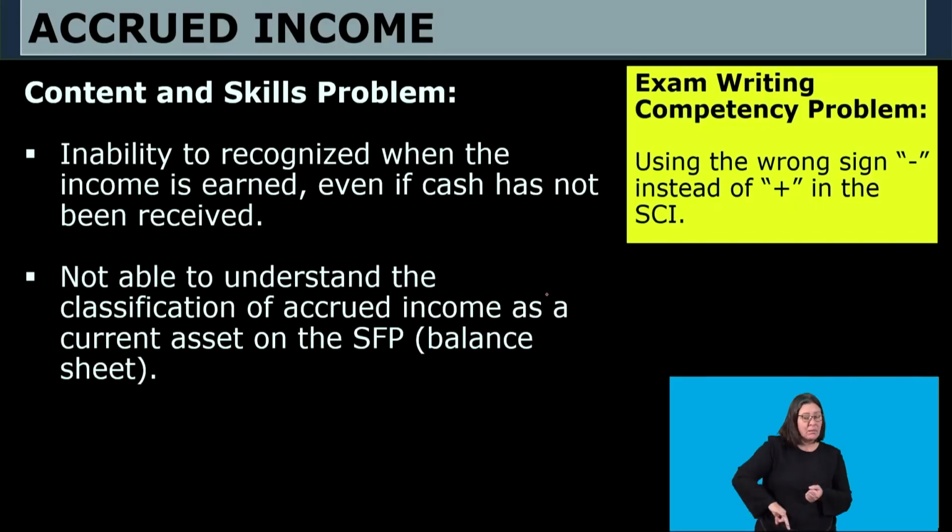We are now going to do accrued income. With accrued income, you should be able to recognize when income is earned, even though cash has not yet been received. And some of the problems is not being able to understand how to record accrued income when you come to the statement of financial position. What is very important is knowing the signs, what to use. Do you subtract or do you add when you have accrued income?